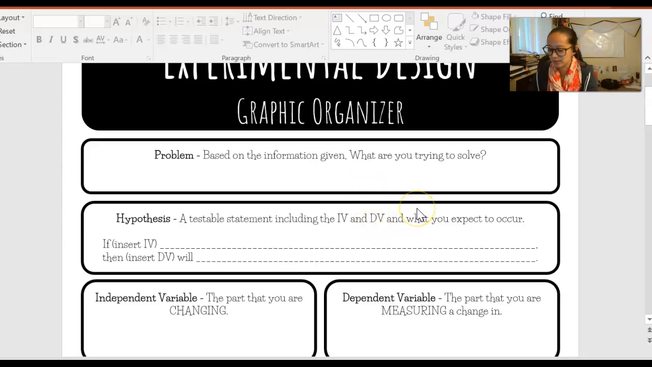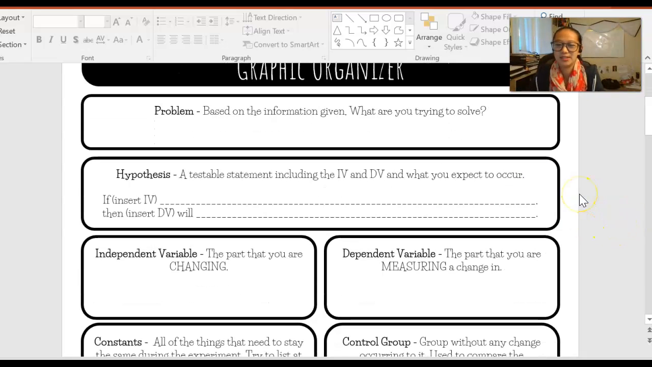What are we trying to solve? This has to do with something about air pollution, so what exactly are we thinking about in this lab in terms of air pollution? The hypothesis is a testable statement, which includes your independent variable and your dependent variable and what you expect to occur. Typically, we'll write our hypothesis in this particular way: if blank, then blank will blank.